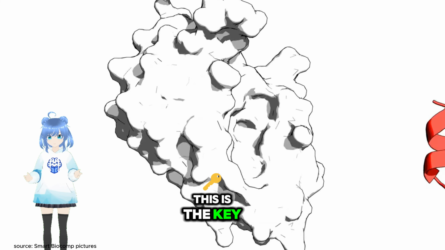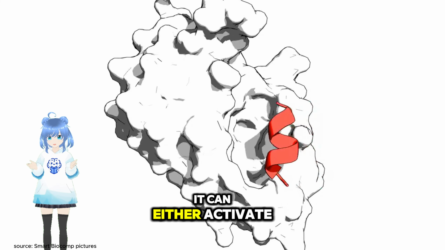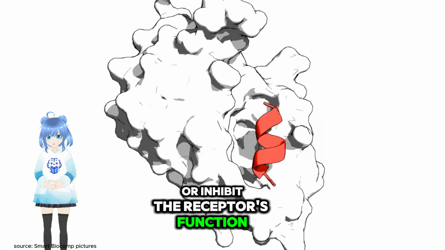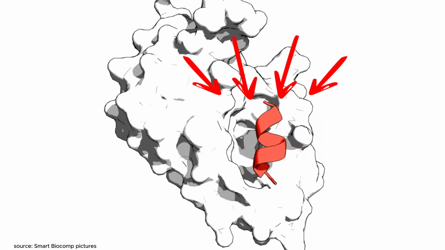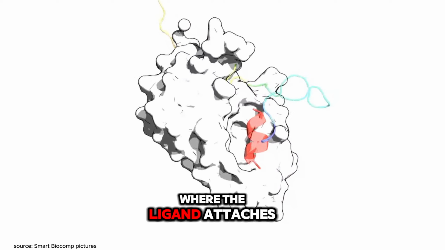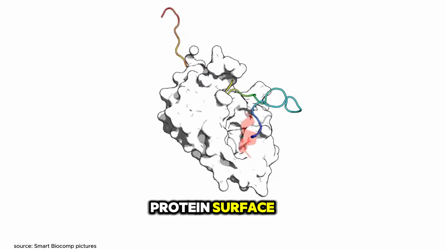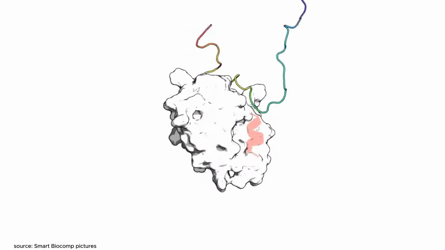Ligand. This is the key. A ligand is a small molecule that interacts with the receptor. It can either activate or inhibit the receptor's function, depending on the context. Binding site, the keyhole. This is the specific area on the receptor where the ligand attaches. The binding site is typically a pocket or groove on the protein surface that accommodates the ligand.